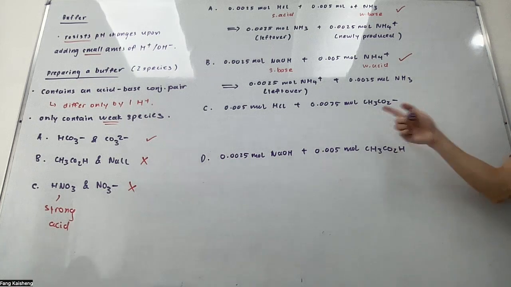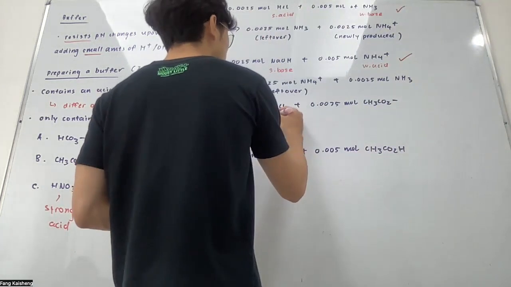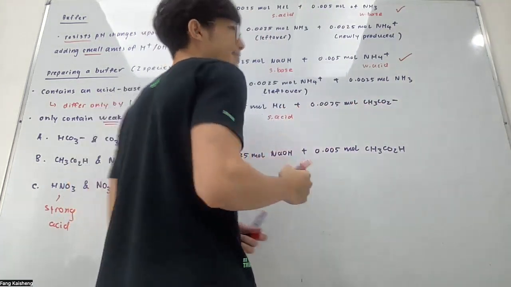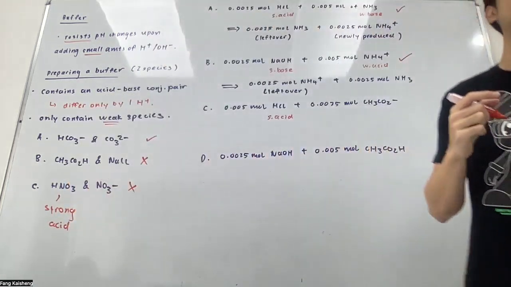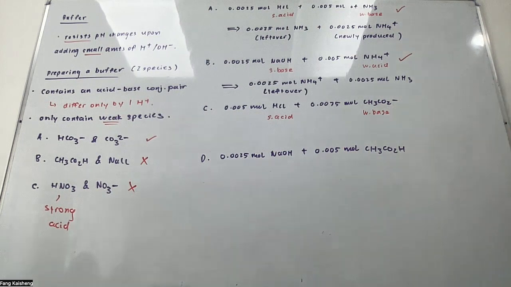Next, option C, can or not? HCl is a strong acid. This is CH3CO2 minus. We should know it's a base, a weak base, objectively speaking. We are not comparing to its partner here, so don't tell me strong conjugate. Don't use the word conjugate, because the word conjugate tells me that its partner is present, but its partner isn't here.